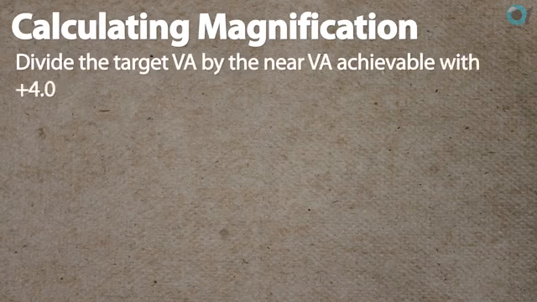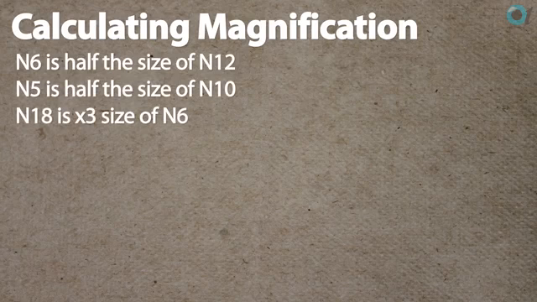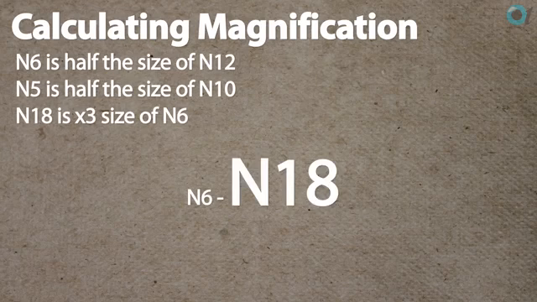So there are several methods used to predict the likely magnification needed for a task. One method is to divide the target VA by the VA achievable with a +4 add. An alternative way of thinking of this is that, for instance, N18 is ×3 the size of N6, so you would need ×3 magnification to spot read N6. For example, a person who wants to read a newspaper print size of N8 at 25 centimetres but can only manage N16 with a +4 add at 25 centimetres, then the magnification required would be 16/8 or 2 times.